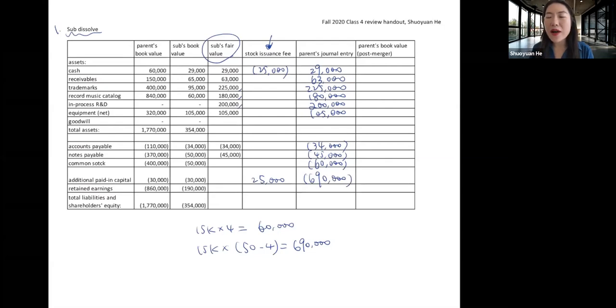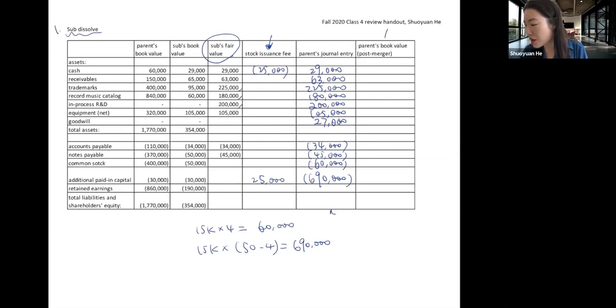And then this journal entry is not going to balance. The imbalance is actually at the debit side, which means the parent is paying more than the fair value of the subsidiary's net identifiable assets to acquire the subsidiary. So the difference is called goodwill, which is 27,000. And now this journal entry shows balance.